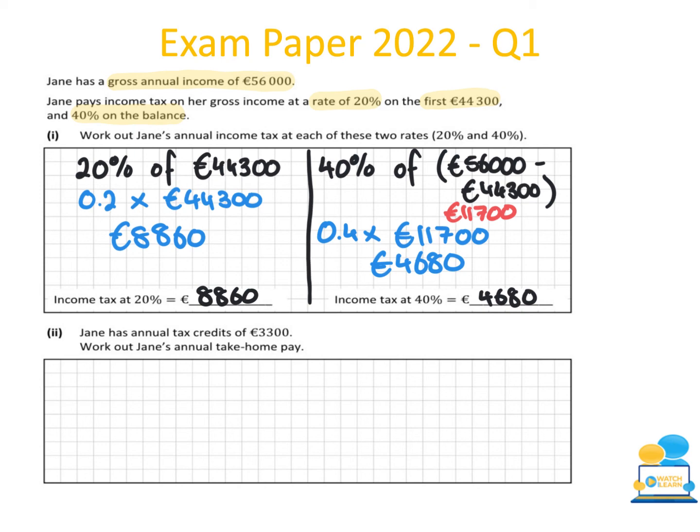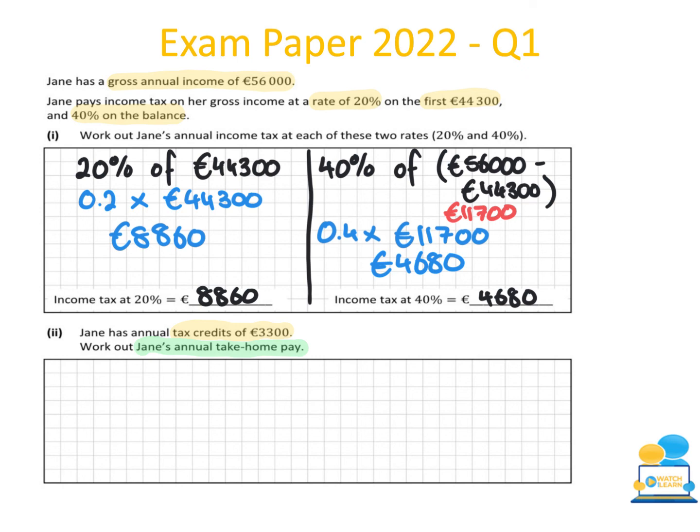Part 2 of this question says that Jane has an annual tax credit of 3,300. Work out Jane's annual take-home pay. So in part B here, or part 2, they have given us what the tax credit is. They've told us she has a tax credit of 3,300, which we know to be a good thing. And they want us to use this to find out how much money Jane will take home with her, what's her net income. So before I can find out what Jane's annual take-home pay is, I need to find out what Jane's tax payable is. So how much tax does she really have to pay?